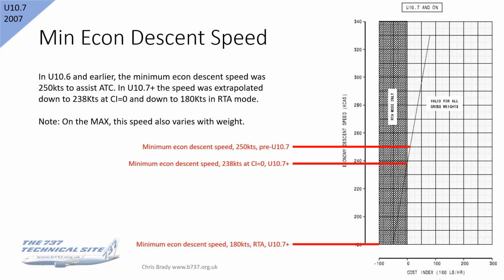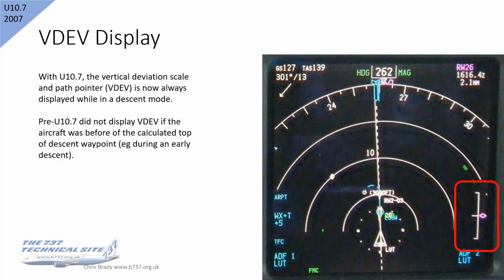The graphs there are from the Flight Plan and Performance Manual. A point of trivia on the MAX: this speed actually also varies with weight, as they've refined the calculations. VNAV display. This is now always displayed whilst in a descent mode with 10.7. Previously, it didn't display if you'd selected an early descent.